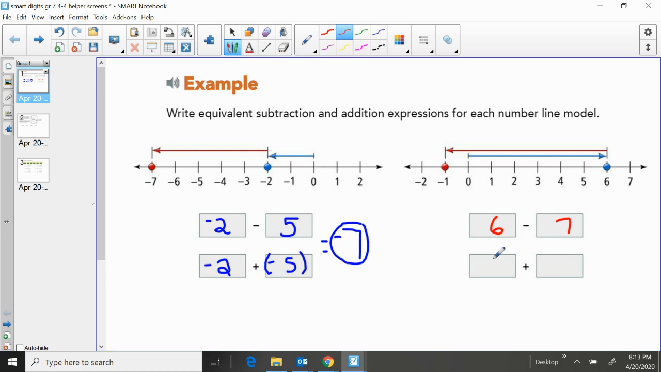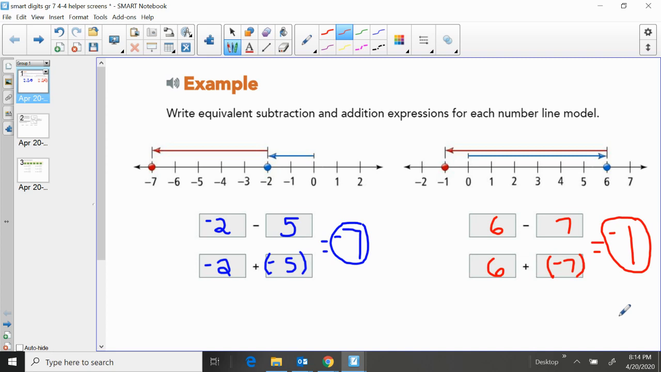Same thing they want us to do here. Go to 6. And now we're adding negative how many? 1, 2, 3, 4, 5, 6, 7. So we're adding -7. But no matter which way we do that, 6 minus 7 or 6 plus -7, we still end up at -1 as our final answer.